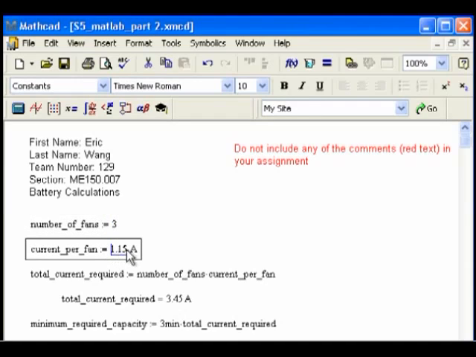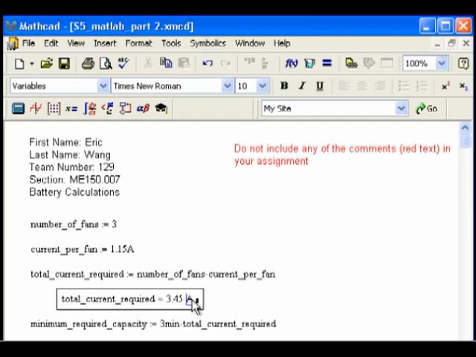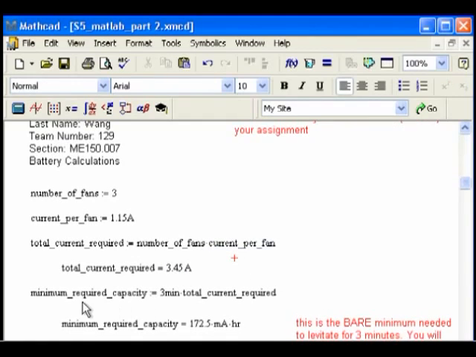The current per fan, that was what I was just talking about. So we have 1.15 amperes is the current that each fan draws. So the total current required is just the number of fans times the current per fan, because our fans, remember, are in parallel. Don't do fans in series. So fans in parallel, that's 3 times the total, since they're all the same. So that gives me 3 times 1.15, which is 3.45 amperes. So this will definitely melt a plastic battery pack if you try and draw 3.5 amperes out of a plastic battery pack. Okay, so that's the total current required.